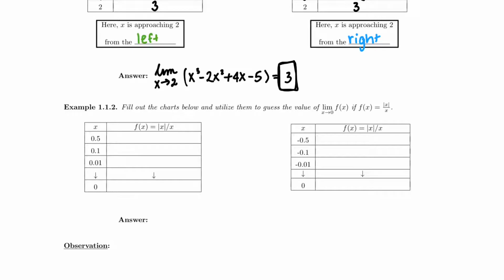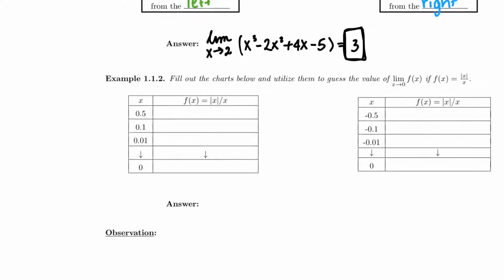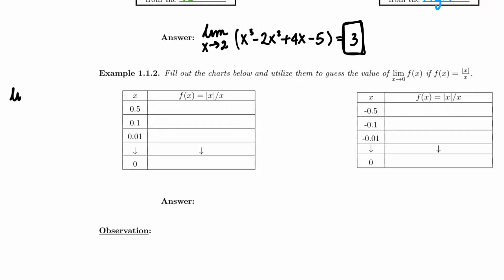All right, so fill out the charts below and use them to guess the value of the limit as x approaches 0 of f of x, if f of x is equal to the absolute value of x over x. All right, let me write it a little bit bigger, what we're looking for here. The limit as x approaches 0 of the absolute value of x over x.